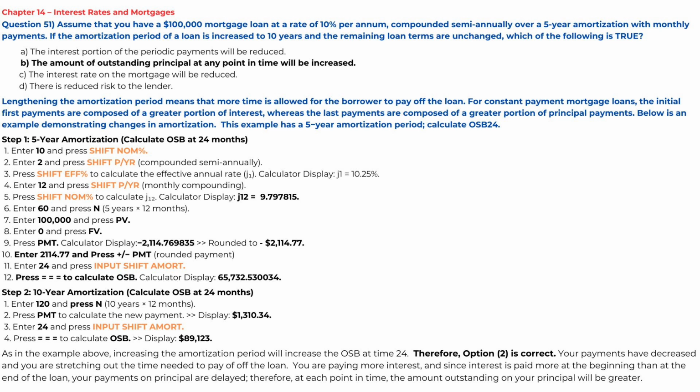Calculate OSB 24. Step 1. 5-year amortization. Calculate OSB at 24 months. Enter 10 and press Shift NOM. Enter 2 and press Shift PYR. Press Shift Effective.